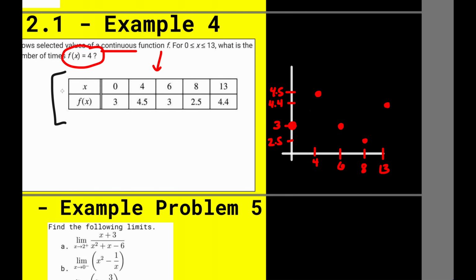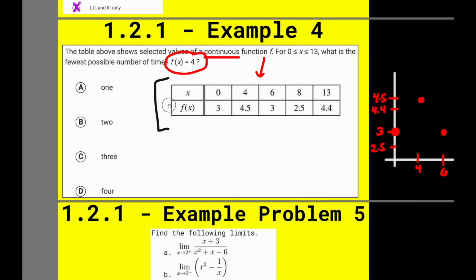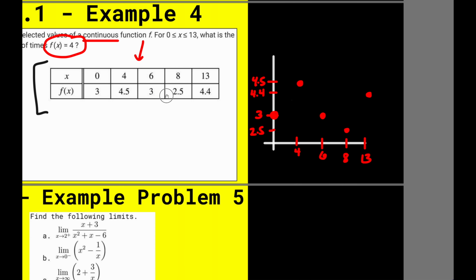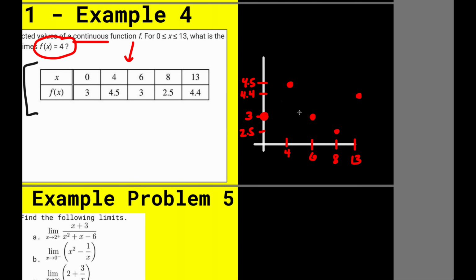But it's basically saying, what is the smallest or the fewest possible number of times f of x is equal to 4? So what I'm going to do here is graph y equals 4, and it's just going to be a horizontal line here. So something like that. Okay, we're looking for the fewest number of times that the f of x function, the red dots, basically crosses that 4. We want the smallest amount.